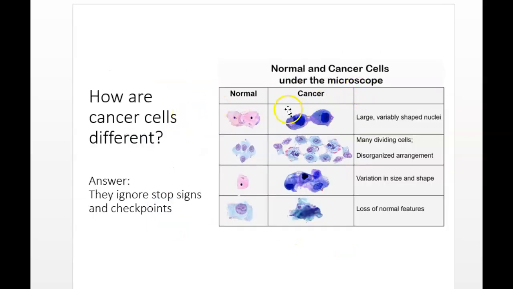So here we have how cancer cells are different. Basically, they ignore all of the stop signs and the checkpoints, and they keep going, they keep growing, and they grow abnormally. So here's a normal cell. Here are some cancer cells, which are large and can be variably shaped, and their nuclei, you can see, are quite large. They're much less organized. They just keep dividing and dividing, and they lose their normal features. They can't operate like normal cells.